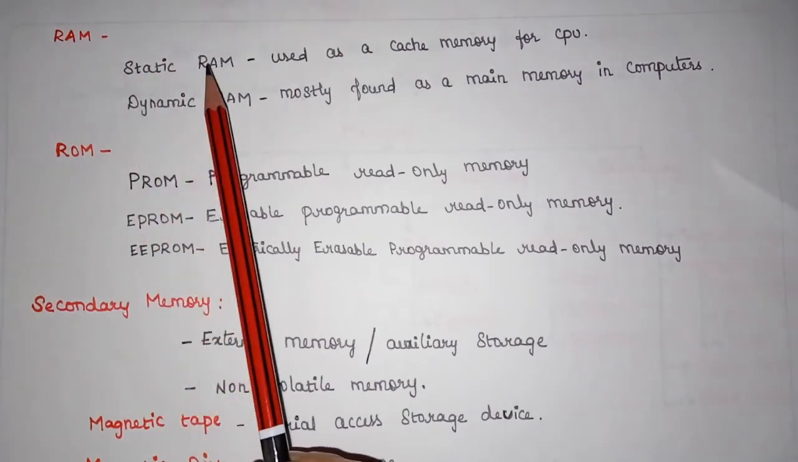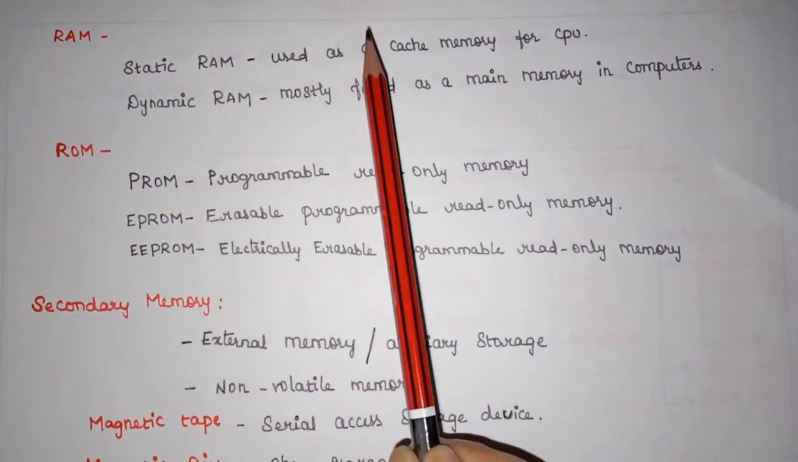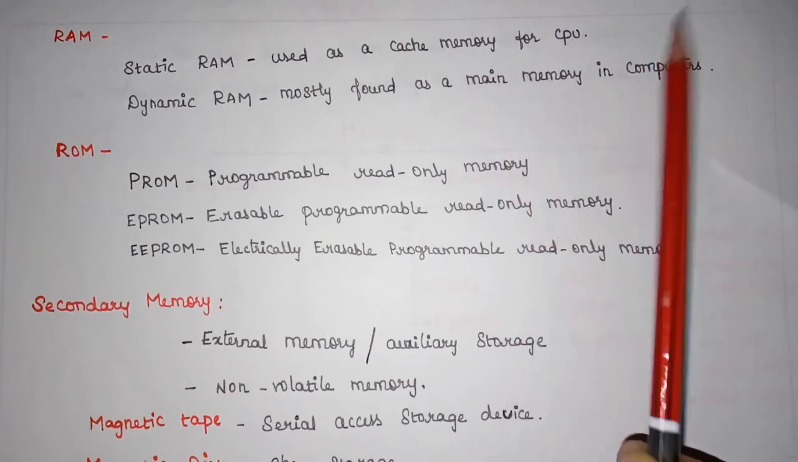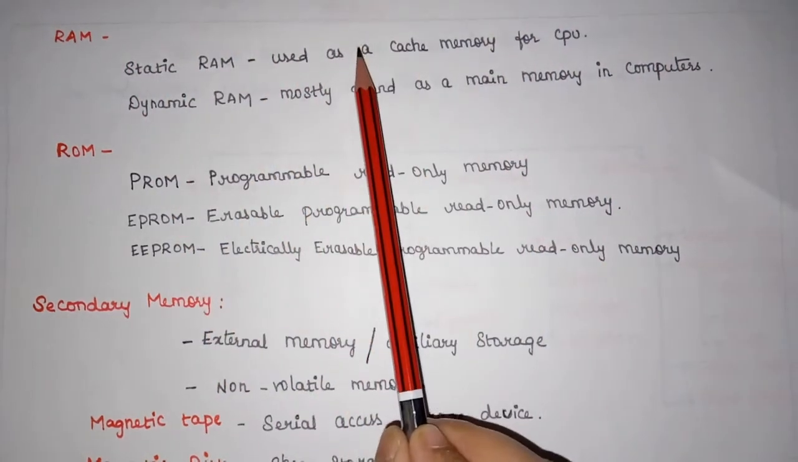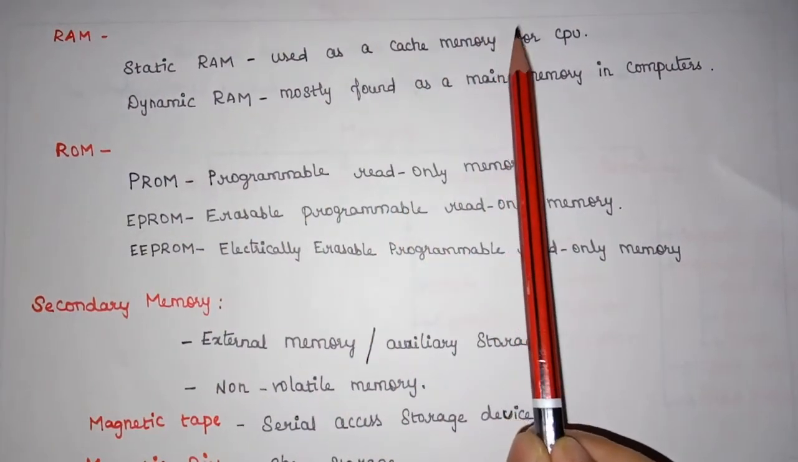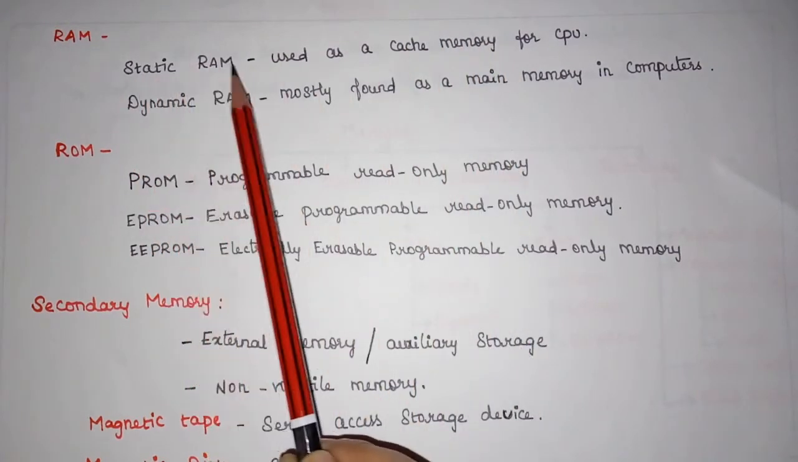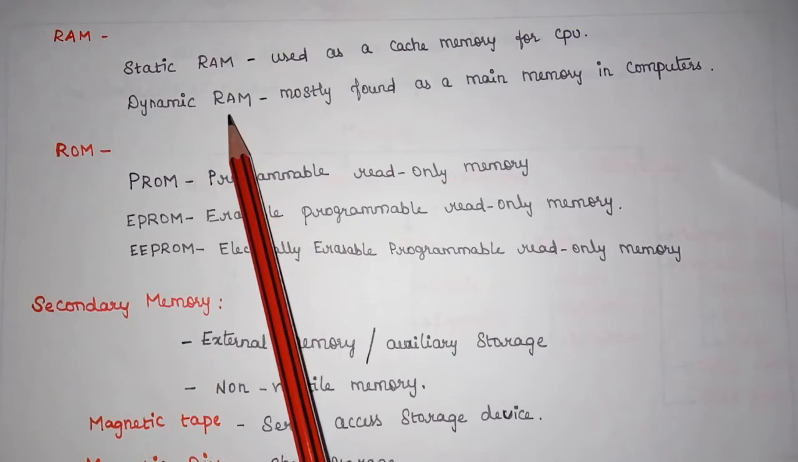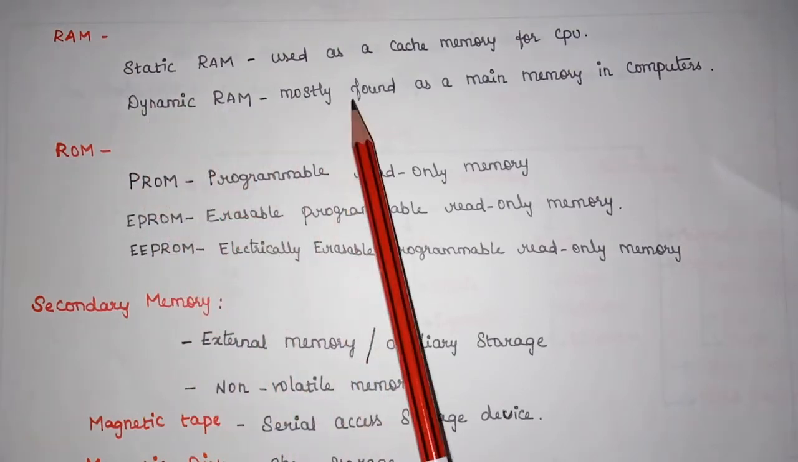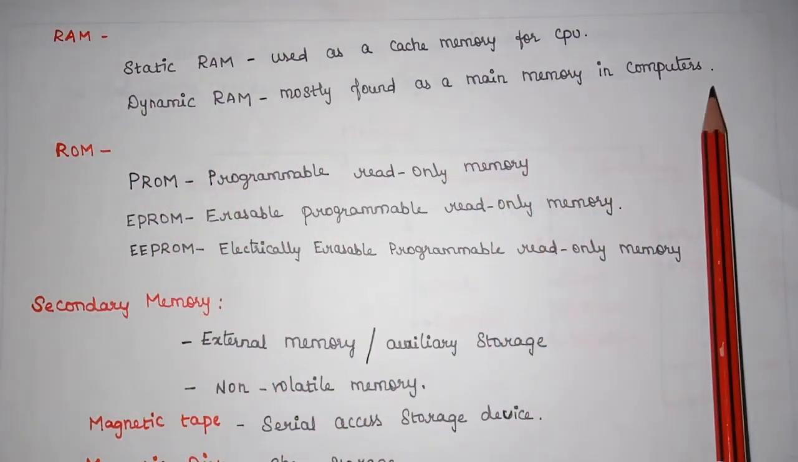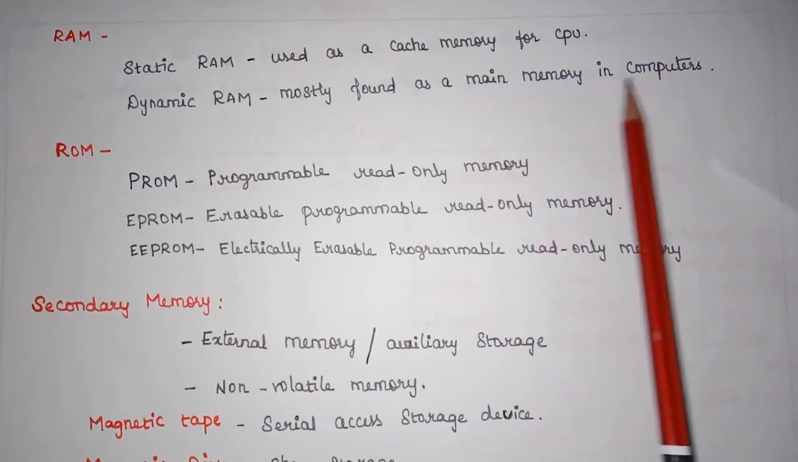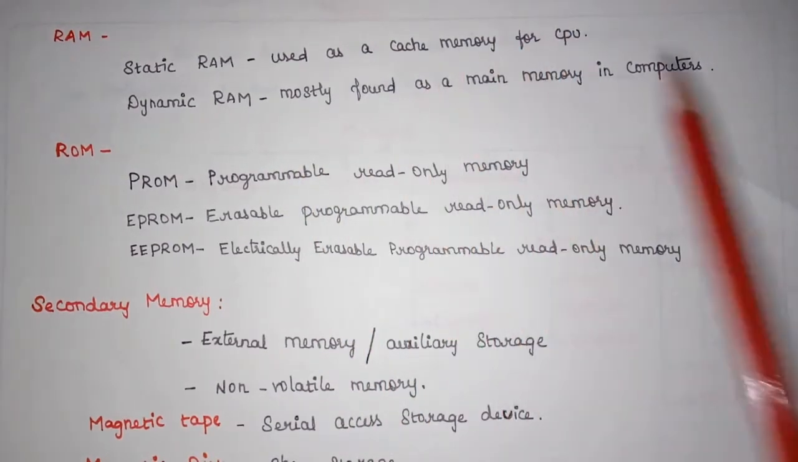Static RAM can be used as a cache memory for the CPU. Whenever we are using this cache memory, we cannot modify it, so that is why it is termed static RAM. Coming to dynamic RAM, this is mostly found as the main memory in the computer, where we can modify the things inside the dynamic RAM.